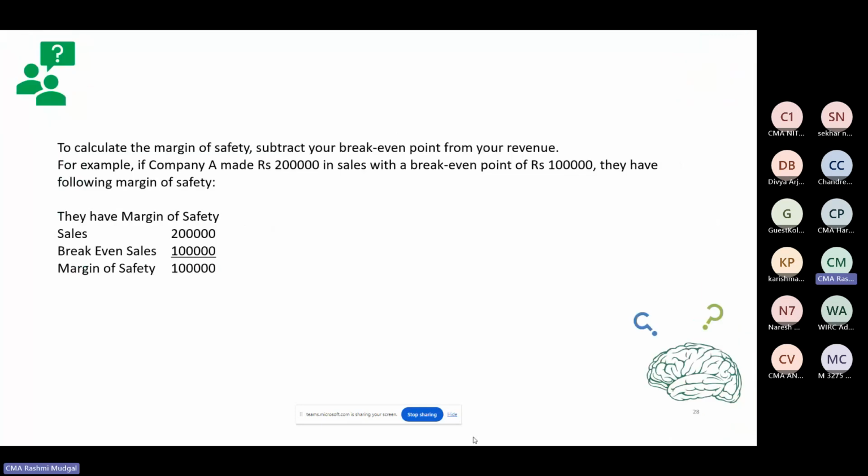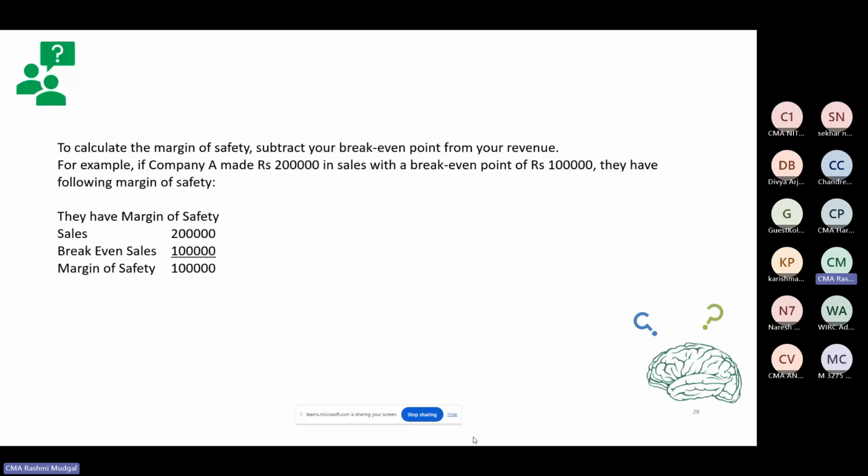I can calculate it with another problem. Here, to calculate the margin of safety, subtract your break-even point from the revenue. So for example, if a company has made rupees 2 lakh in sale with a break-even point of 1 lakh, they have the following margin of safety. So sales is 2 lakh, break-even sales was 1 lakh. So margin of safety is 1 lakh. Very easy concept, but how to improve it? Why do we need to improve it?